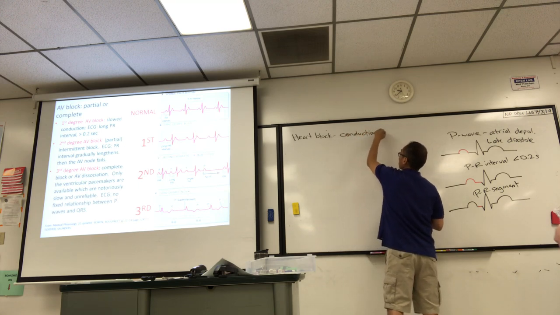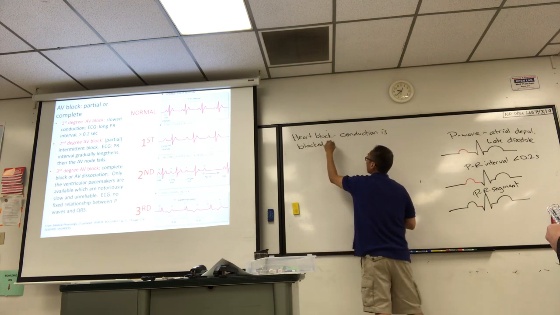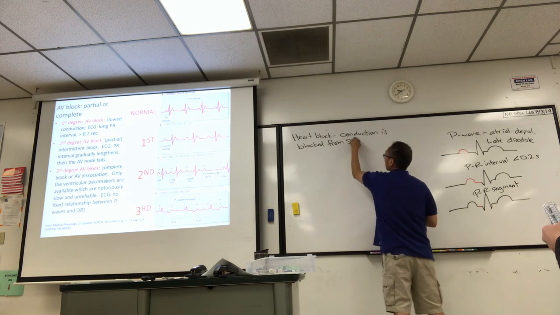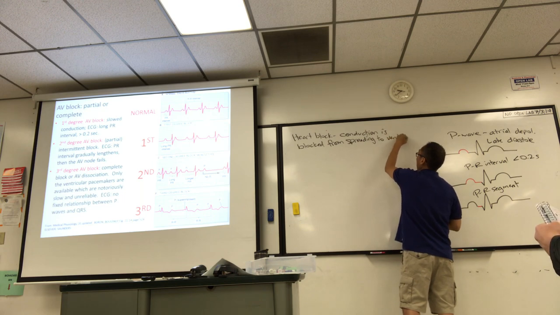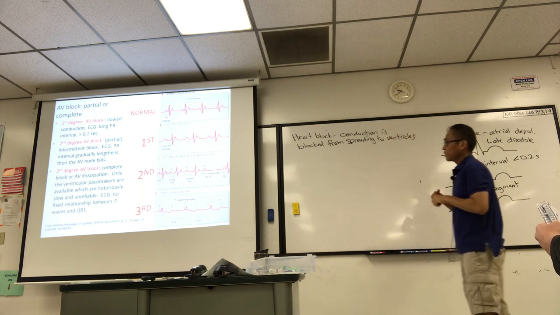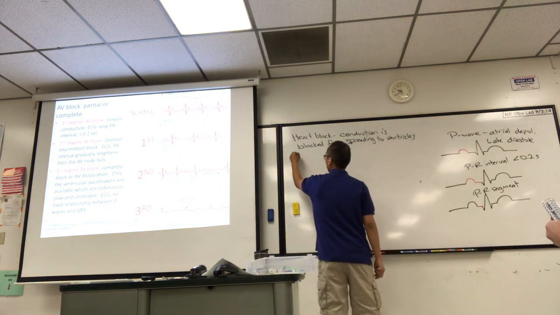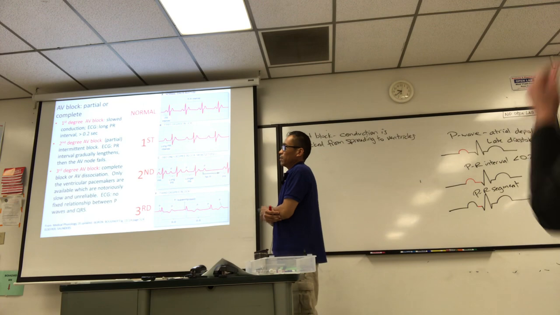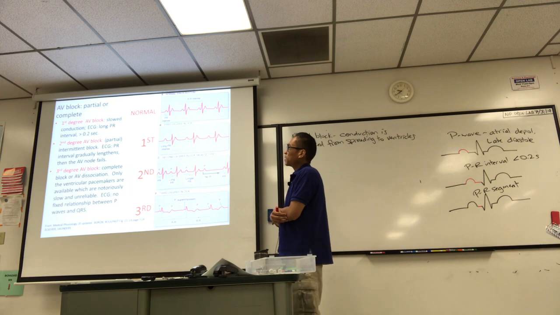Heart block is when the conduction is somehow blocked from spreading to the ventricles. Because what we just learned, the signal starts in the atria and it's got to get down to the ventricles. So first degree heart block is defined as, let me read what I have on the slide. It's slow conduction. The ECG basically shows a long PR interval greater than 0.2 seconds.